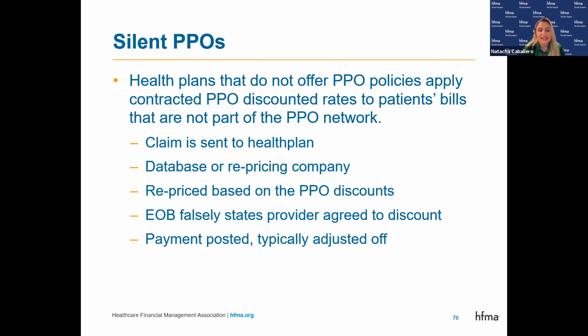As part of the silent PPO scheme, health plans try to pass off the discount as legitimate on the EOB. Typically, the medical provider accepts the health plan statements on the EOB and writes it off, never knowing that the discount was invalid. Some providers do put in payment variance processes to find those, or contract with a company that does zero balance reviews to find those.